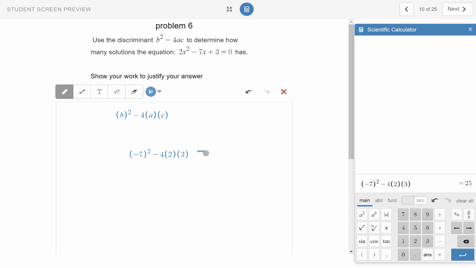So we're going to get equals 25. The discriminant is a positive number, so this means 2 real solutions. You do not need to go any further. This is going to be your answer.